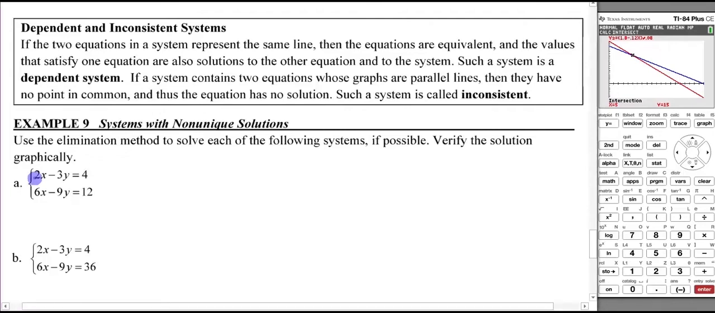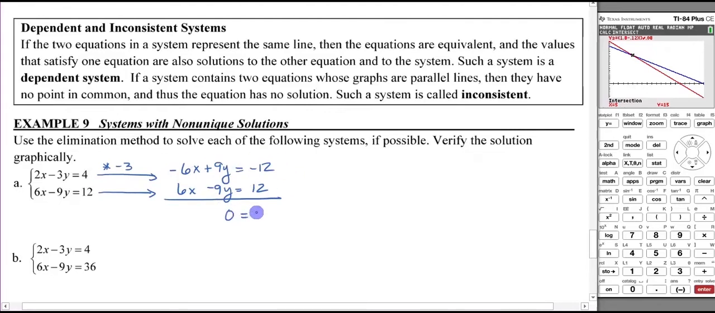In the first equation, if I could multiply that through by a -3, it would cause my x coefficients to be opposite. So I'll go ahead and do that. It would be a -6x plus 9y equals -12. I don't need to modify my second equation at all. When I add these equations, not only does it eliminate the x, it eliminates the y and the constant. So I end up with this equation of 0 equals 0.